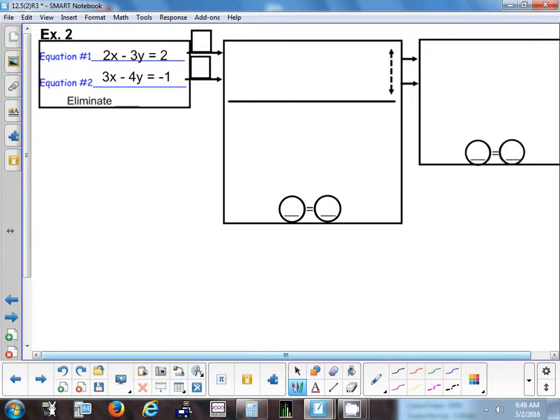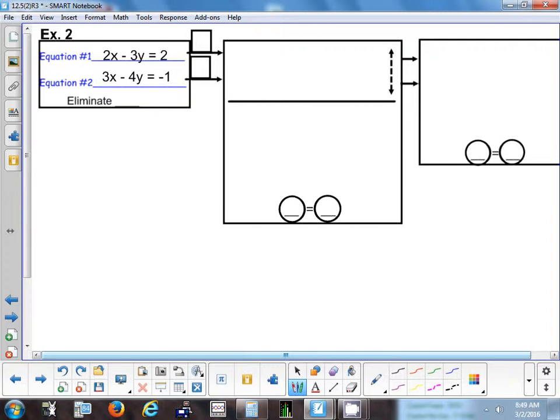Anybody? What's the easiest option to eliminate? What's the first thing you should look for? A variable by itself. No? Okay. What three things are we looking for? Different sign, same number, same letter. It's the first thing you should look for. Go through your checklist. Do we have that here? No, we don't have that here.